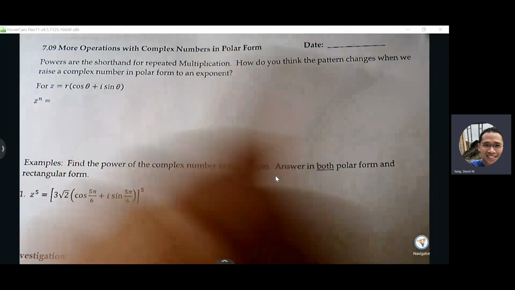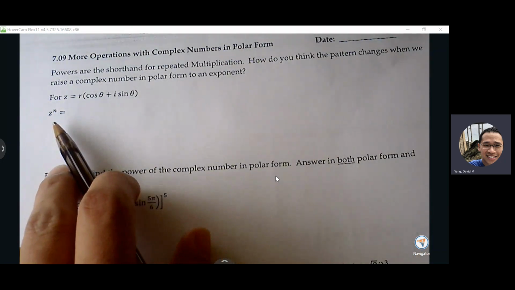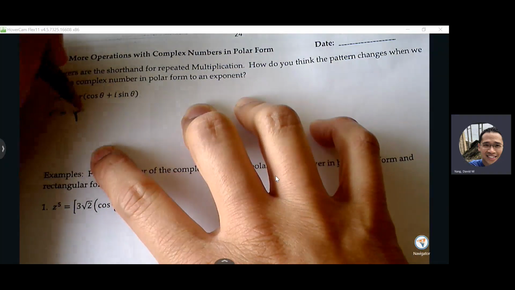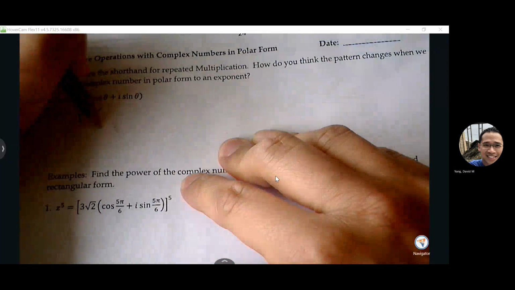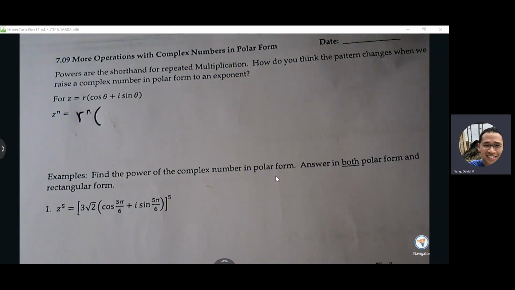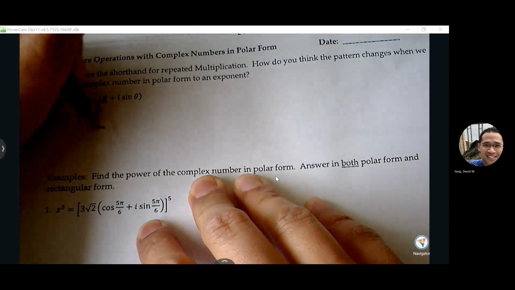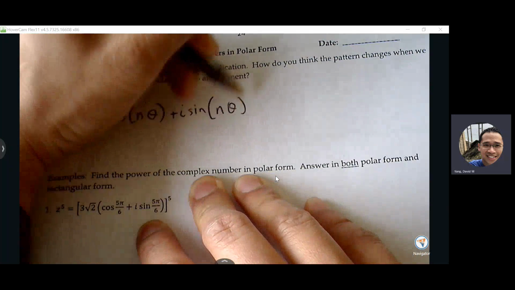So powers are the shorthand for repeated multiplication, right? 2 to the 3rd power is like 2 times 2 times 2. So the pattern is going to change when we raise a complex number in polar form to an exponent, at least between the radius and the theta value. So if I'm going to raise my complex number to a power, this is in polar form already, so I'm going to keep it in polar form. So I'm going to have to raise the radius to that power. So the radius is always going to follow whatever I expect to do with my operation. But what's different is that theta is not going to be raised to a power. It's going to be multiplied with that value. So cosine of n times theta plus i sine of n times theta.